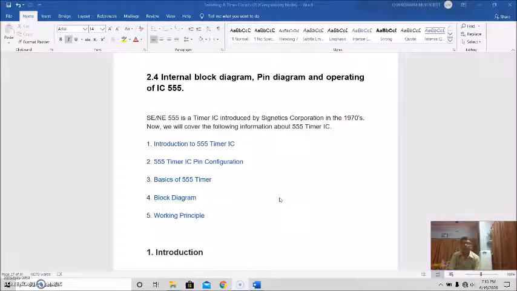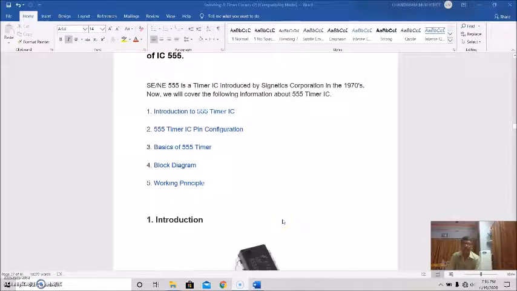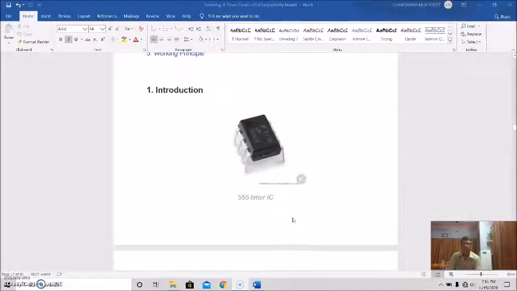Actually, the IC 555 or any 555 timer IC was first introduced by Signetics Corporation in the 1970s, and in this discussion today we'll cover the following: the introduction to the 555 timer IC, the 555 timer IC pin configuration, basics of the 555 timer, its block diagram, and of course the working principle. So let us start. So, introduction.